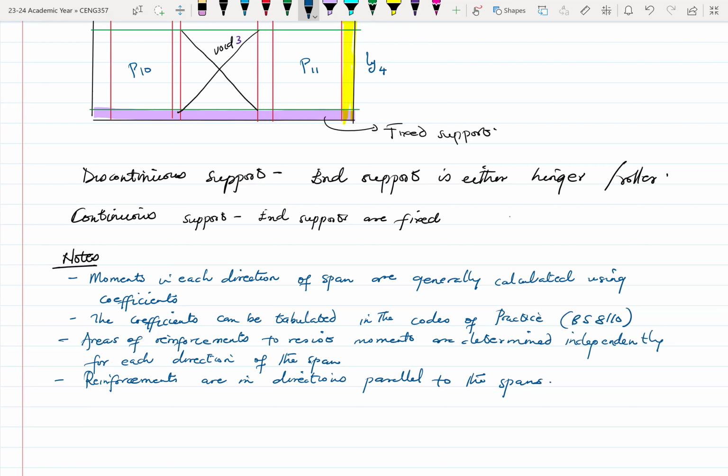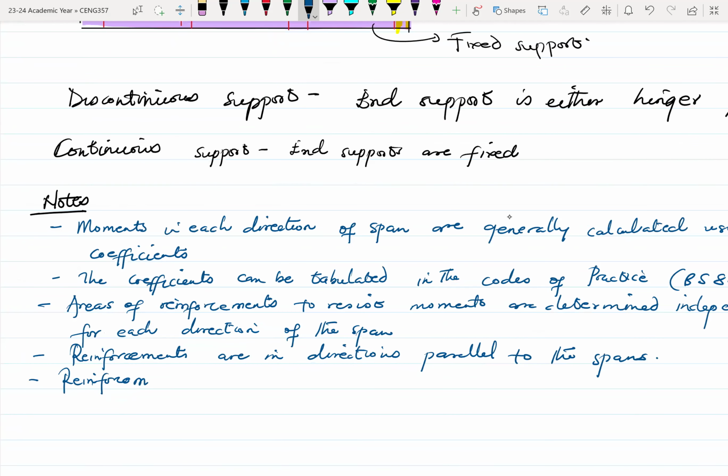All right. And then the reinforcement, which is very important. So reinforcement for the shorter span, that's the Lx in this case, should be placed furthest from the neutral axis.